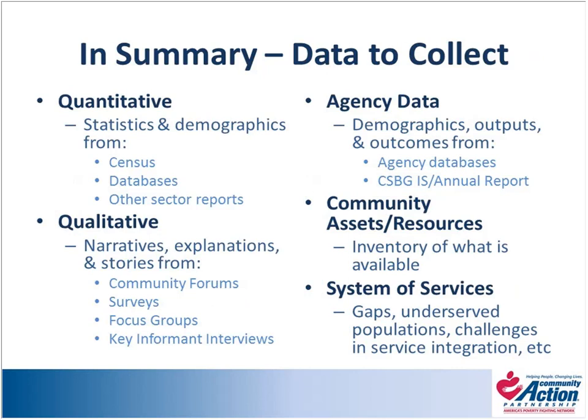So in summary, there's a lot of different data pieces that you want to make sure you're collecting. It doesn't have to be overwhelming though, but this is really how you create that comprehensive picture. So you're looking at quantitative, the statistics and the numbers. Qualitative, the narratives, themes, perceptions. Agency data, what you're already doing, who you're already serving. Community assets and resources, what's available already. And then the system of services, so how is it all connecting and coordinating, and where are there gaps?